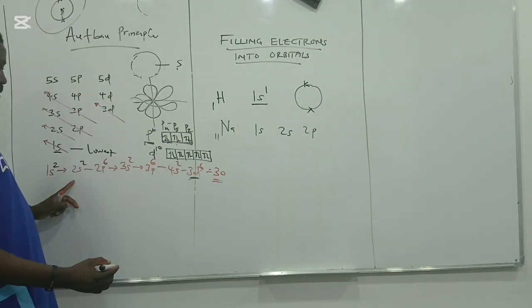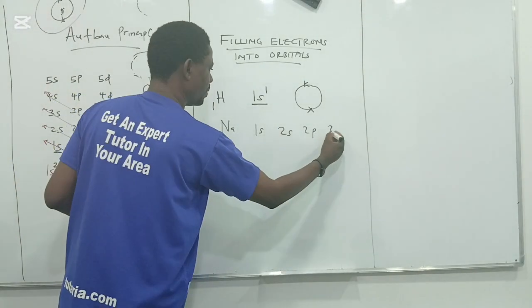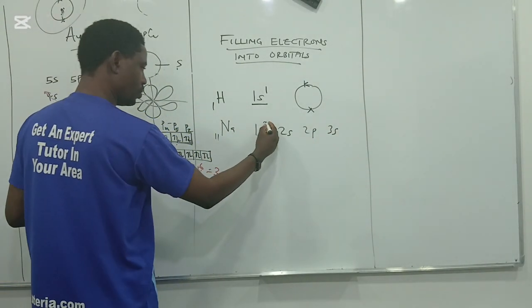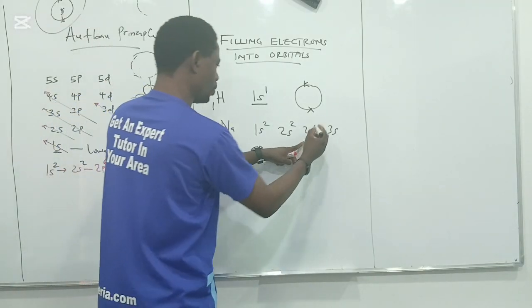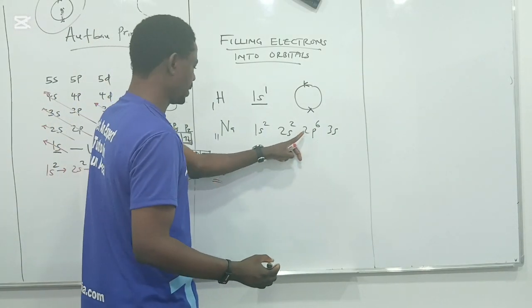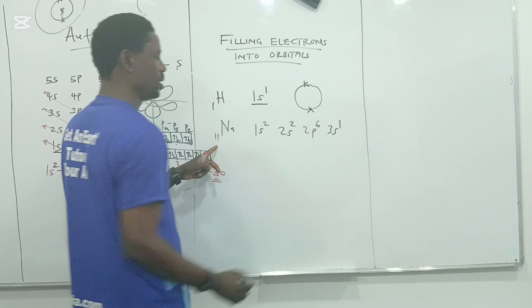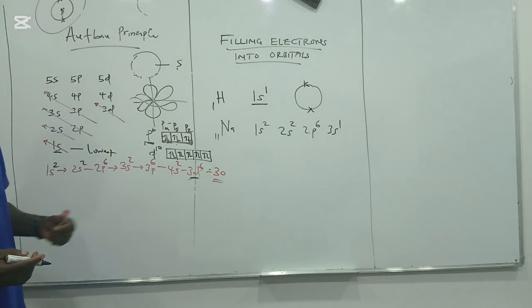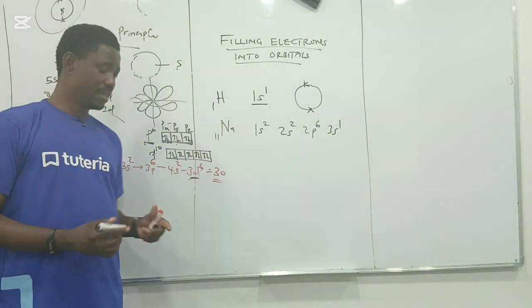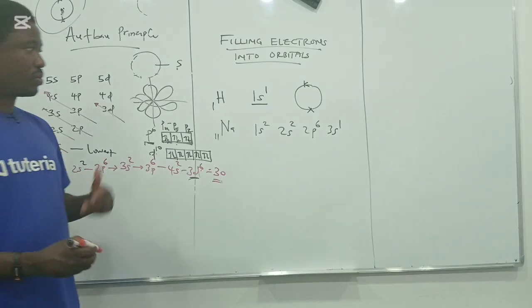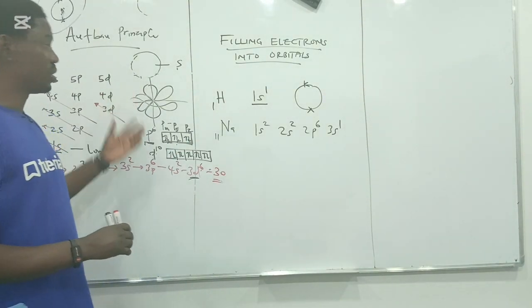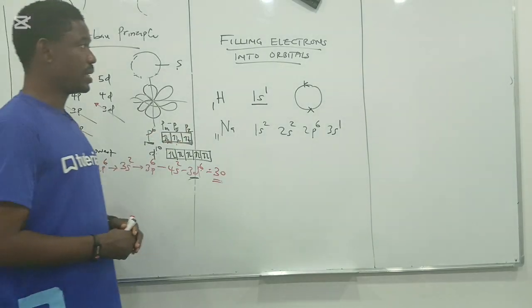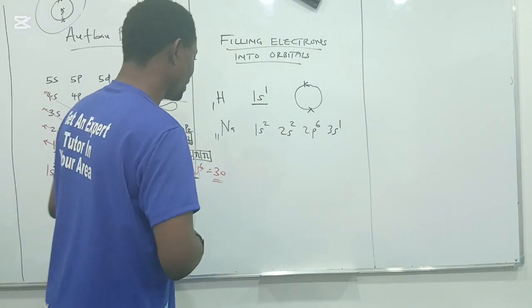Okay, so then followed by 3s. So 1s2, because we have 11 electrons, 2s2, then this is 2p6, that is like 2, 8, making 10, it remains 1, 3s1. So this is the electronic configuration for sodium. If you find it very difficult to write, then it's not going to be easy for you to deal with some of these principles that we use in feeding electrons into orbitals.